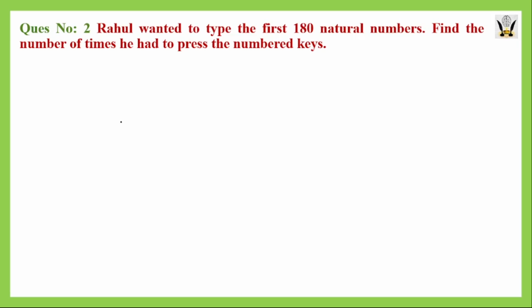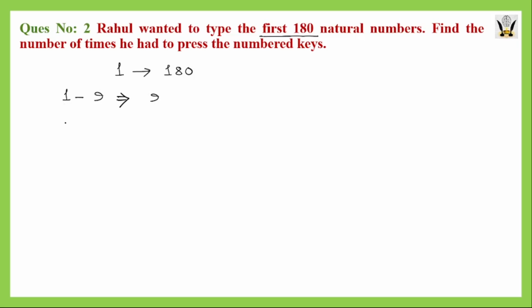Find the number of times he had to press the numbered keys. So first 180 natural numbers, and we know that natural numbers start from 1. That means it will be from 1 to 180, right? So we can divide all these natural numbers into 3 parts. From 1 to 9 there will be numbers of 1 digit, and for typing every 1 digit number he had to press a key only once. So for typing 9 numbers he had to press keys 9 times.